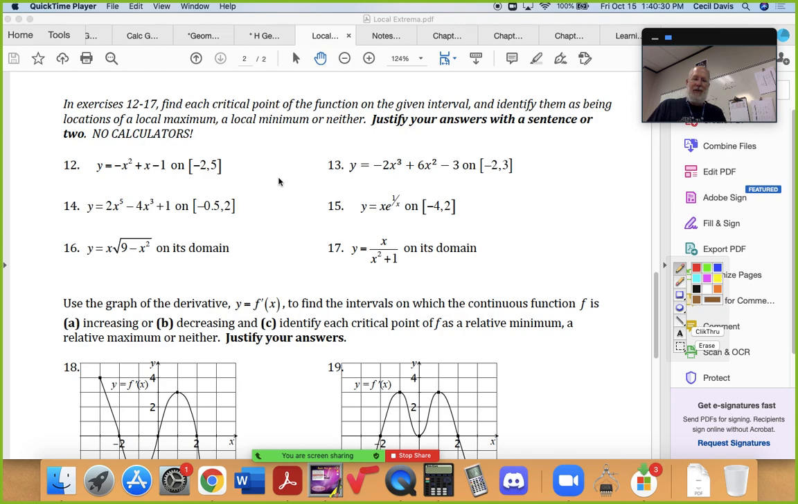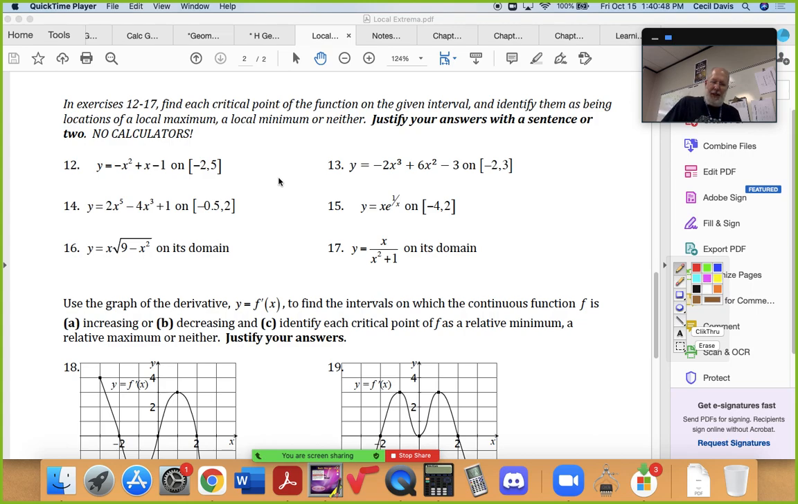At 0, there was neither because y prime does not change sign at x equals 0. And at x equals the square root of 6/5, there's a local minimum because y prime changes from negative to positive at x equals the square root of 6/5.